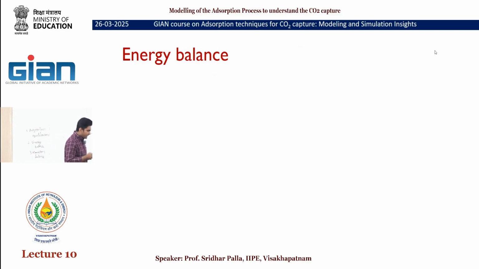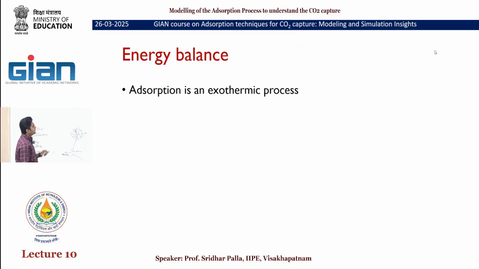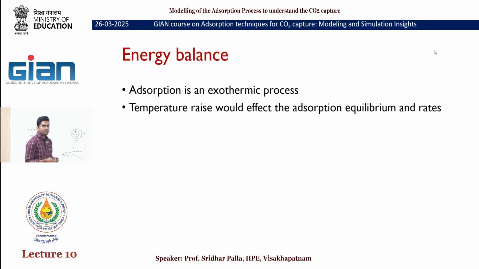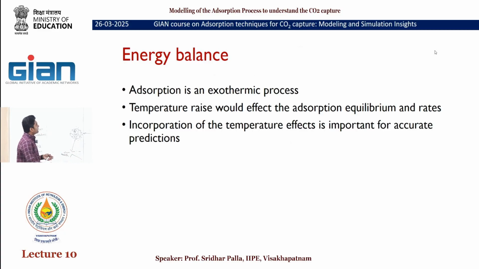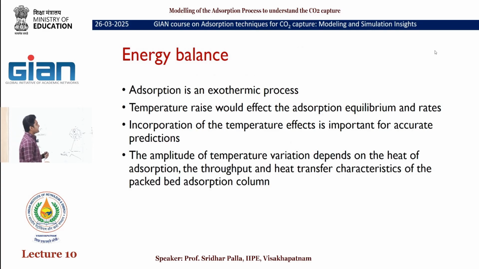So now moving to the energy balance equation, how many energy balance equations do we need? The question is straightforward. How many phases do we have? Two phases, so we need two equations: a gas phase energy balance equation and also a solid phase energy balance equation. Solid is our adsorbent. This is an exothermic process, and the temperature changes during the adsorption, so we need to incorporate those temperature variations.